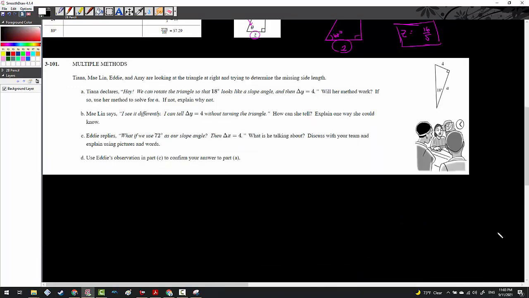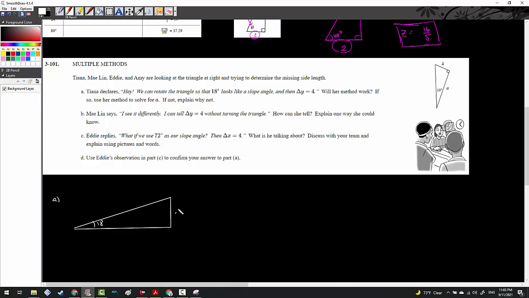In the next problem here, they're talking about multiple methods of solving a triangle. We've got a team of four, Tiana, Mei Lin, Eddie and Amy, who are looking at the same right triangle, and they're trying to determine that missing side length A right there. In part A, Tiana says, hey, we can rotate the triangle so that 18 degrees looks like the slope angle. So what Tiana is talking about is she's about to rotate this triangle like this. That way 18 degrees creates the slope angle right here.